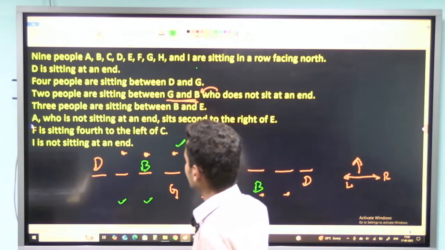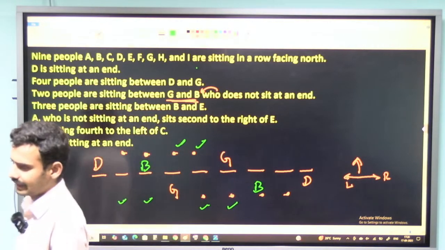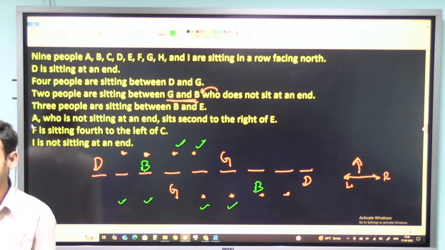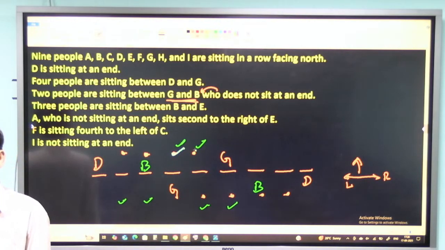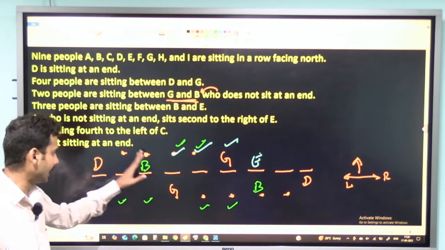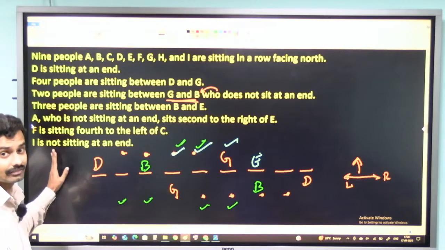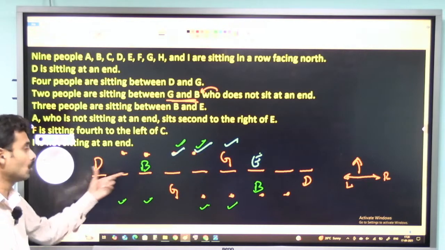The 4th hint is saying 3 people are sitting between B and E. As we already know where B is, I can fix E now. 1 person, 2 person, 3 person. So E must be on this side. If I consider E at the other end, 1 person, 2 person, I can't have 3 persons between B and E because there are no places available here.